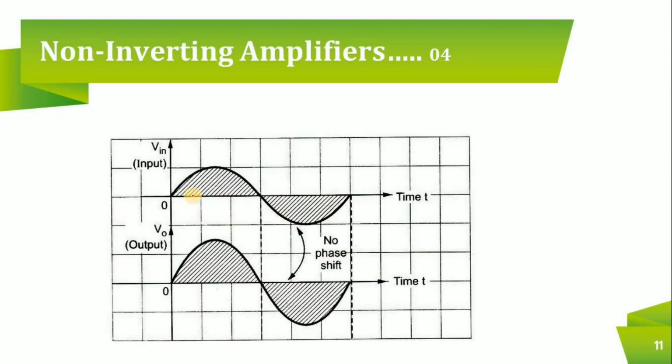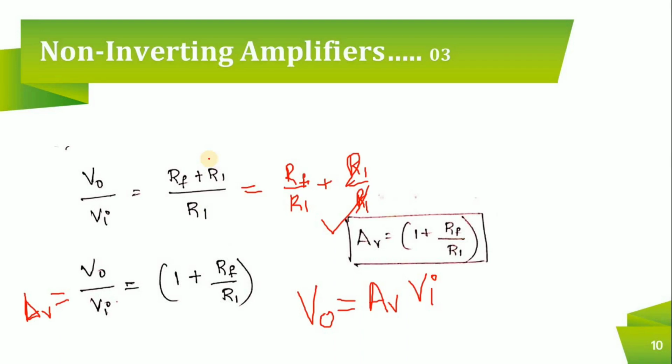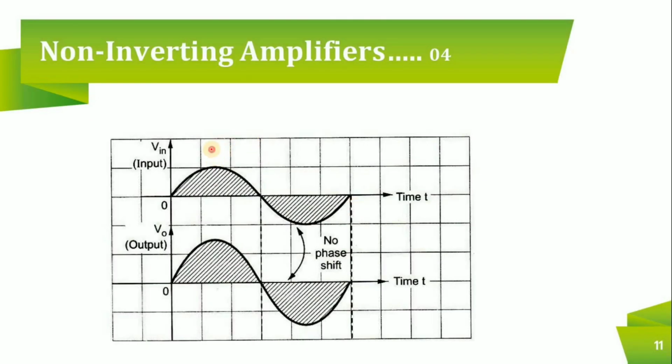Now coming to the waveforms. Look at this, you don't have any inverting or negative sign here. It means that there is no phase shift. When you give a positive pulse, you will get a positive pulse. If you give a negative pulse, you get a negative pulse. The only thing is the amplitude has been increased. Look at this, I am covering one box here, like 1 unit. Here I am covering more than 1 unit, increasing the amplitude. It tells that I have amplified the signal.